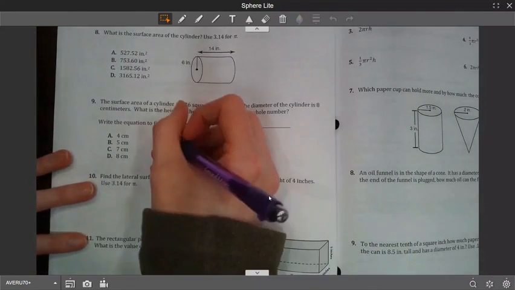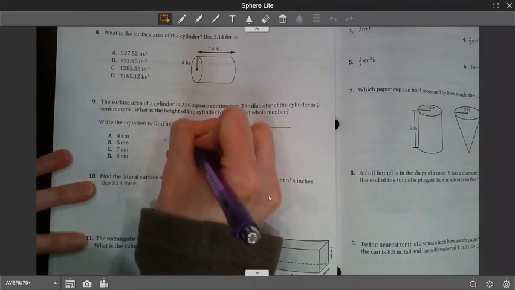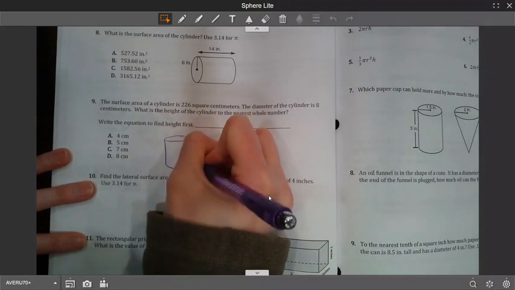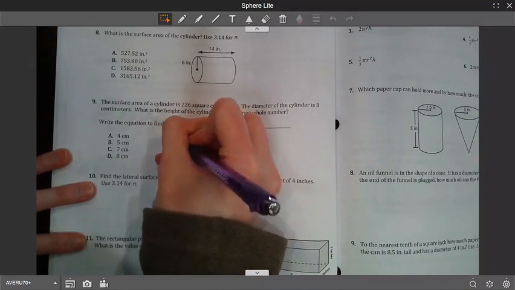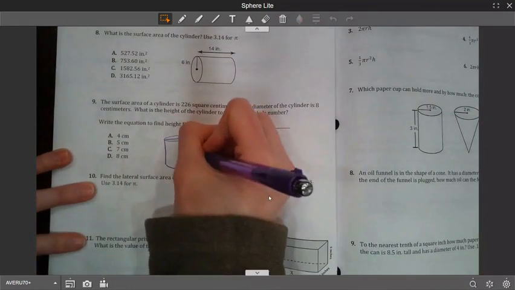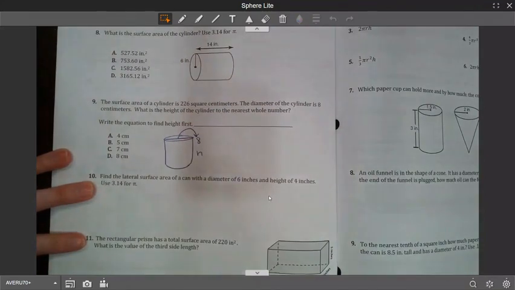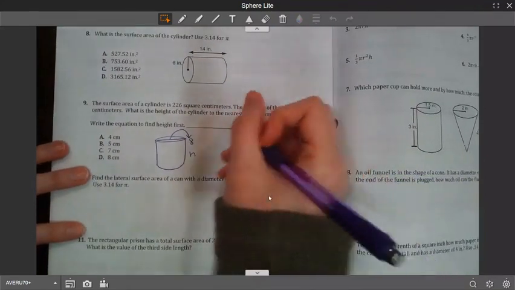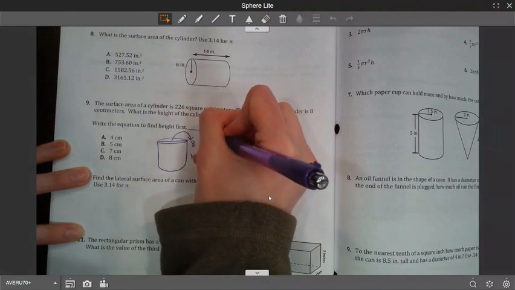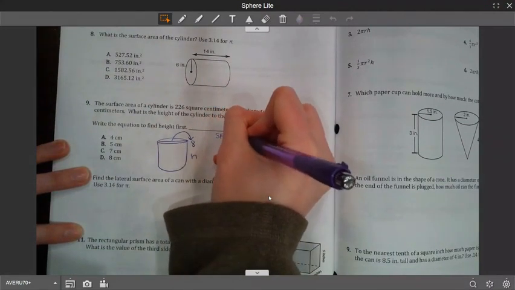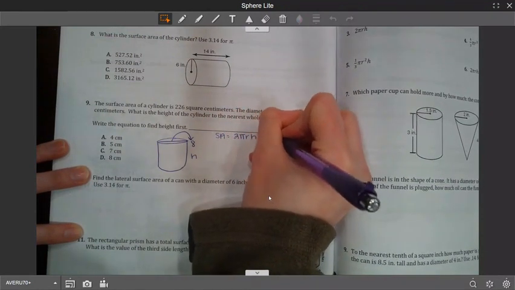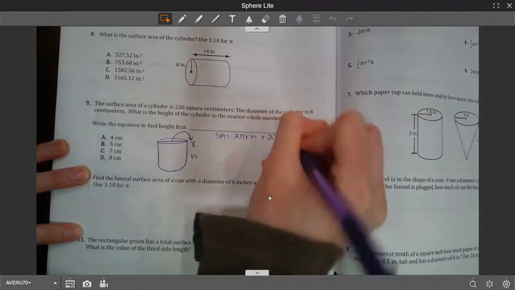Okay, first things first, I'm going to go ahead and draw my cylinder just so I have something to reference. I know my diameter is 8, so that's that whole length. And it doesn't tell me what the height is. That's actually what I'm looking for. Okay, so surface area of the cylinder, I'm going to say that's total surface area. So this is the surface area is equal to 2 pi r h plus 2 pi r squared.